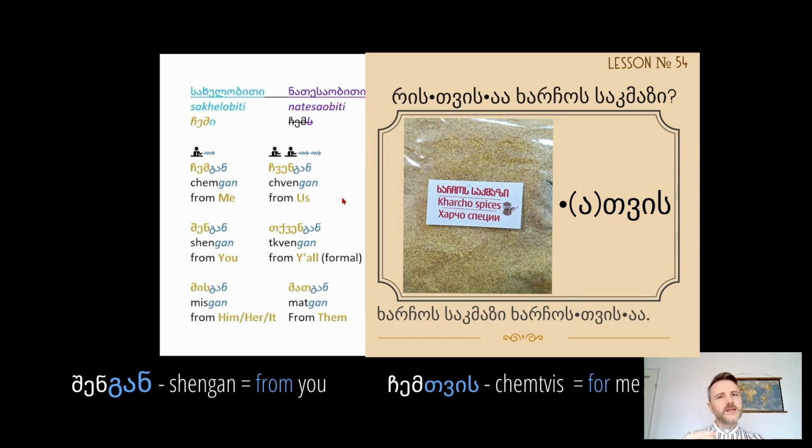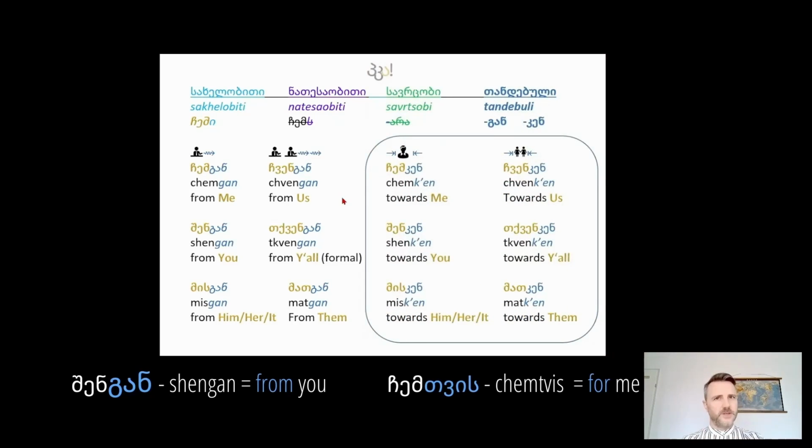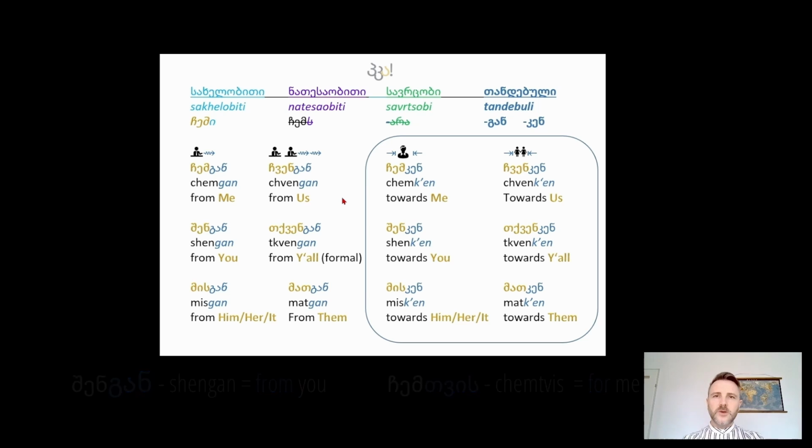And so here we can see that transactional movement. And so GAN is from you. It can also be from you as a group, or from you, sir or madam. GAN is from him or her or it or a thing. And then GAN is from them. It originated there. And then KEN is where it's going towards. The sense of origin might be understood, but it's not mentioned.